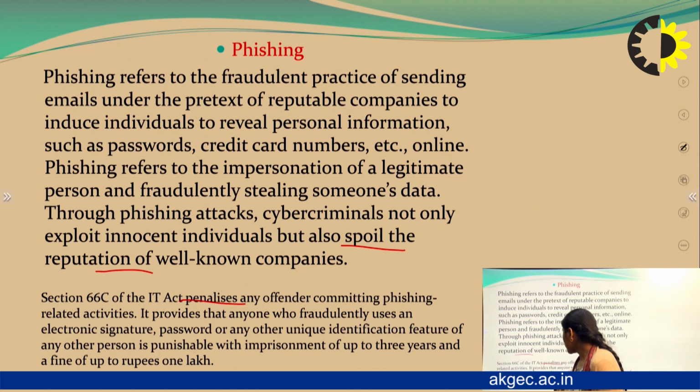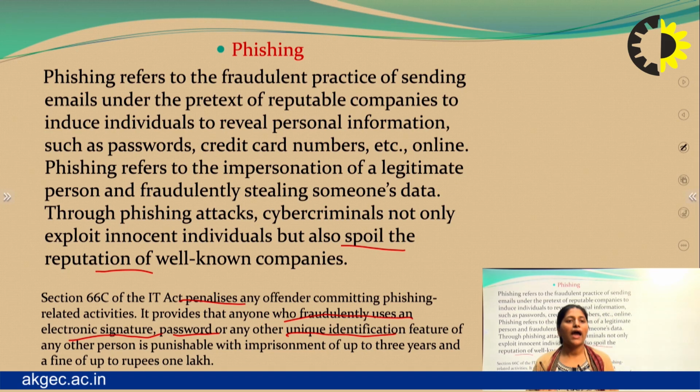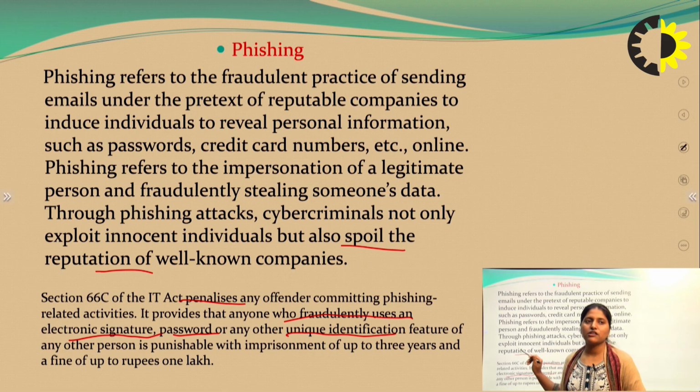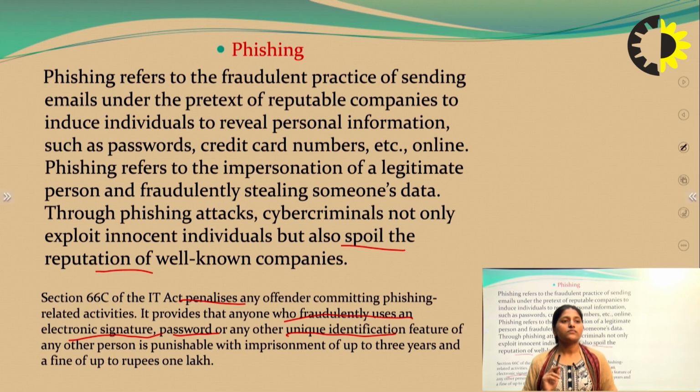If anyone commits a fraudulent activity using an electronic signature, password or any other unique identification, the person is punishable with imprisonment for 3 years and a fine of up to 3 lakh rupees. So this comes under the 67C of the IT Act penalties, that if anyone is using someone's electronic signature, password or any other information, the person is punishable for 3 years and can pay a fine of up to 3 lakh.